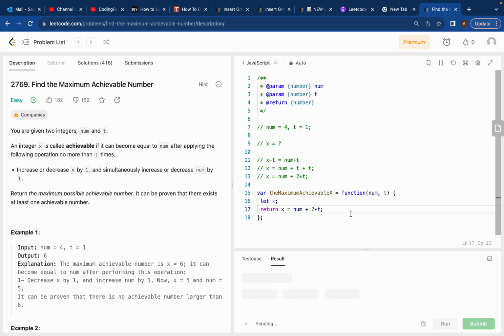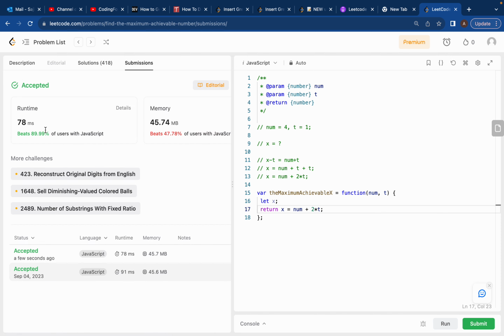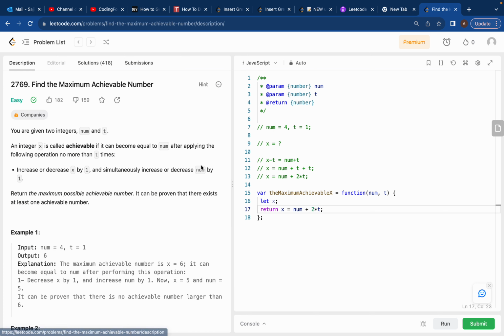So let's run it. Yeah, our case is accepted, and if we try to submit the solution, then that should work as well. Yeah, so we got a runtime which beats 88% of the solutions and a memory which beats 44% of the solutions. So that's it for today's video.